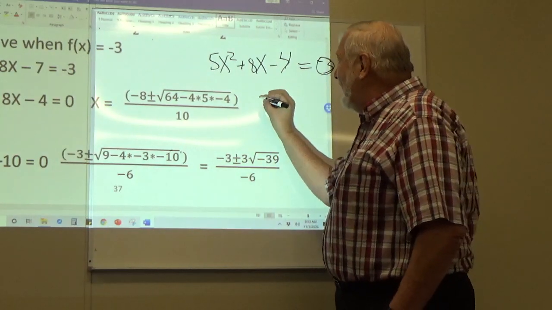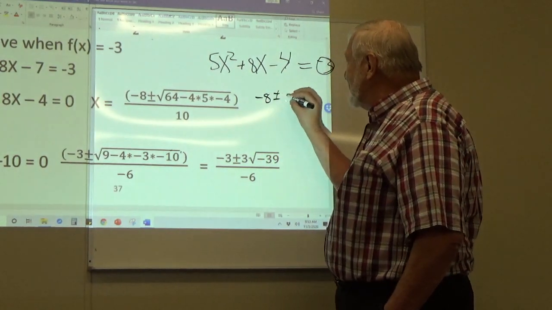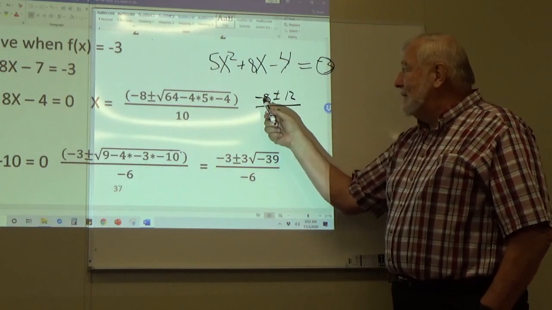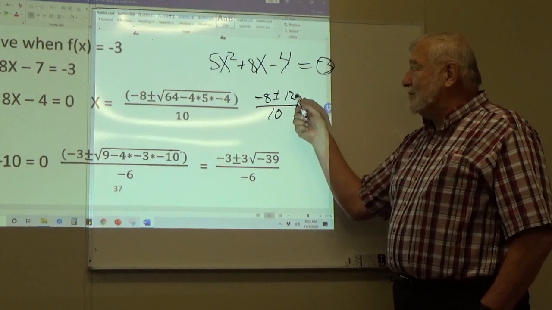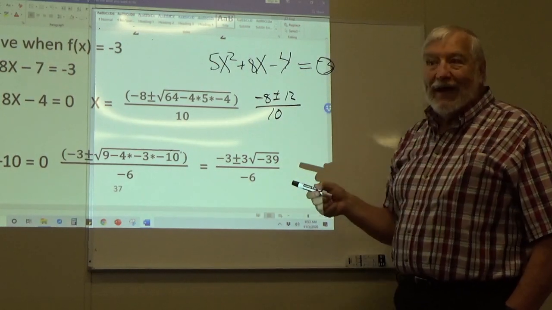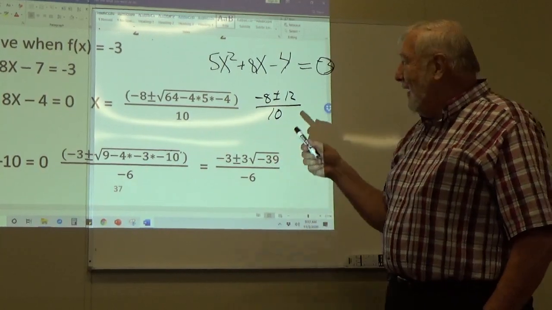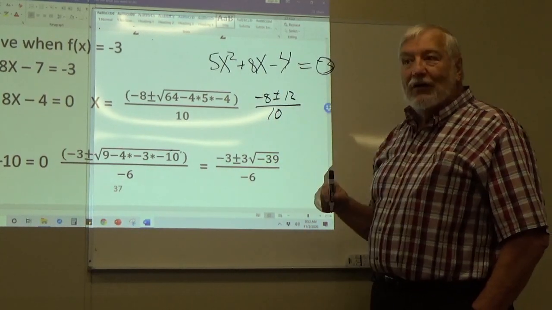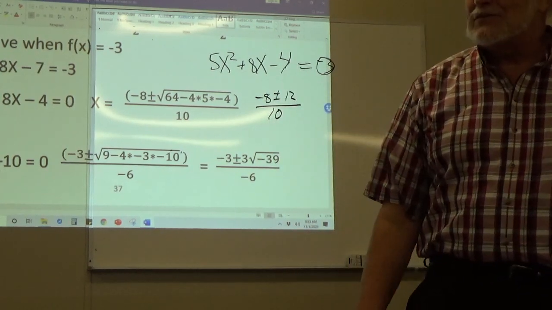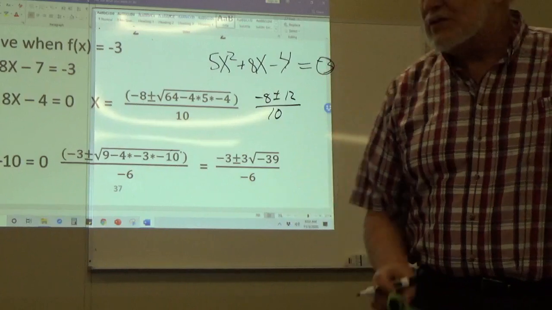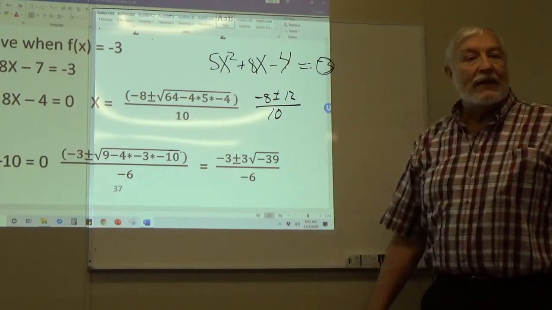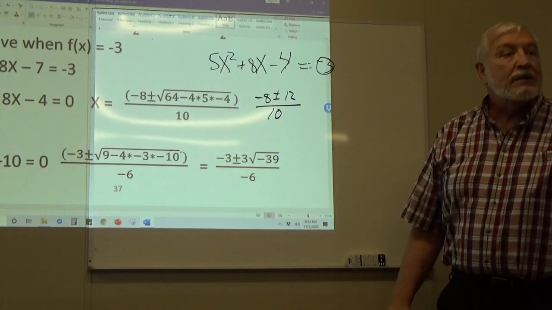So I have -8 plus or minus 12 divided by 10. So what is negative 8 plus 12? 4. 4 divided by 10 is 0.4. And negative 8 minus 12 is negative 20. Negative 20 divided by 10 is negative 2. So 0.4 and negative 2 are the answers for the values of x if the equation equaled negative 3 instead of equaling 0.